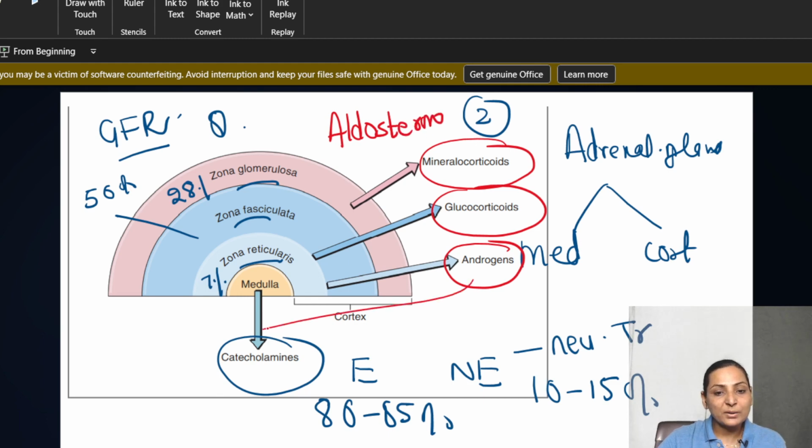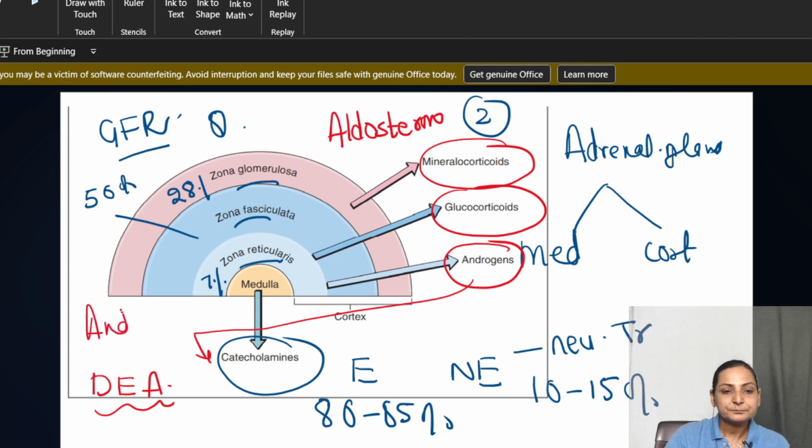And again, an important MCQ: what are the secretions of androgens? They are not testosterone, they are dehydroepiandrosterone and androstenedione. So the androgens coming from the reticularis are not testosterone, they are dehydroepiandrosterone and androstenedione. Please mind this well.